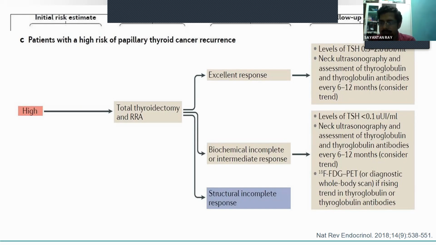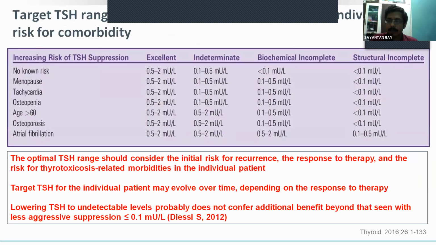Radioiodine diagnostic whole body scan, preferably with a SPECT, that is single photon emission CT, is also another option if we don't go for FDG PET. And another point I would like to mention here is that after 5 to 10 years of follow-up with no evidence of disease, the risk of recurrence is so low that patients can then be safely monitored on an annual or biannual basis with serum TSH. That level should remain within the lower part of the normal range, and serum thyroglobulin should remain undetectable.